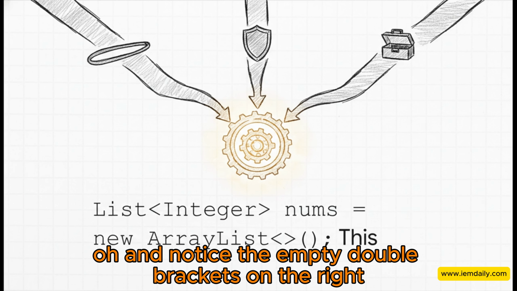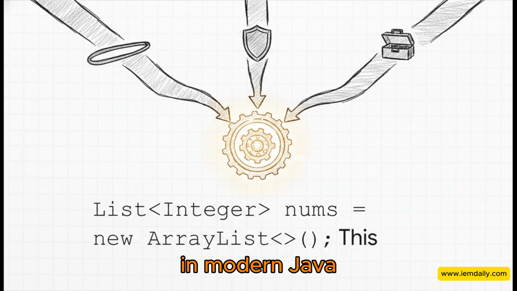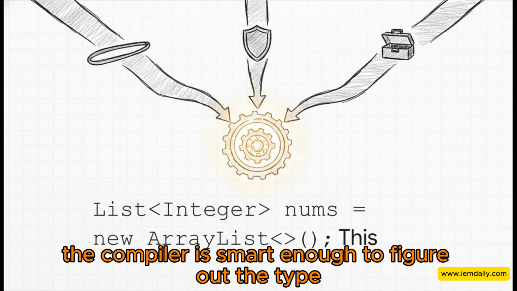Oh, and notice the empty angle brackets on the right? That's a nice little shortcut in modern Java. The compiler is smart enough to figure out the type from the left side.